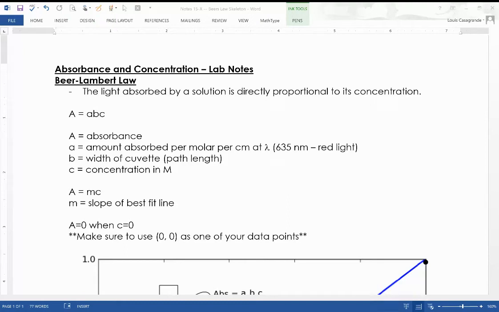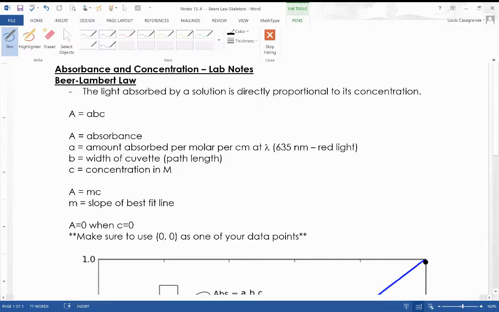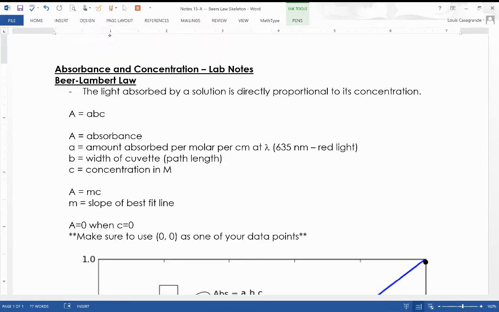The Chem 1 class on absorbance and concentration, a short introduction to our lab that's coming up on Wednesday. And the law that describes absorbance and concentration is known as the Beer-Lambert Law, and sometimes it's just called Beer's Law.